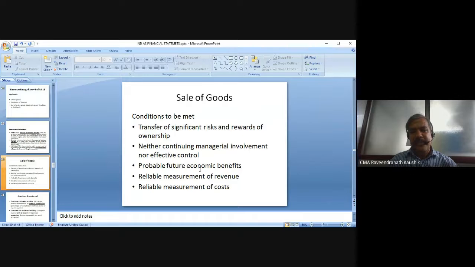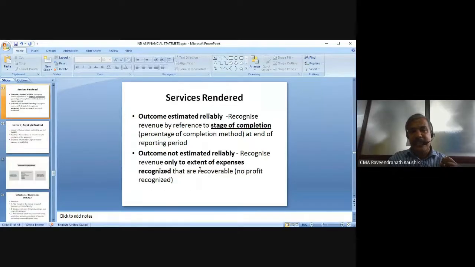So if a particular transaction, when you are entering into and calling it a sale of goods, then it should satisfy all these conditions. Then only you can recognize that particular sale of goods as revenue in your books of accounts. That is your sales transaction. So these are the ingredients which are there. We talked about sale of goods. Now let us talk about if there is a service rendered and income is generated, how to recognize that.